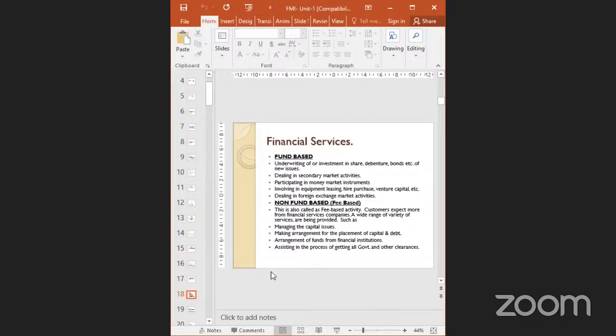When he is saving, what does he get in return? He gets financial services. Those services may come to you as an interest, or as a financial benefit, or as a financial claim, or as a debenture. So that is what we get after a certain time period of an investment. That is what is called financial services. And as we have already discussed, financial services are divided into two parts, fund-based services and fee-based services, or fund-based and non-fund-based.